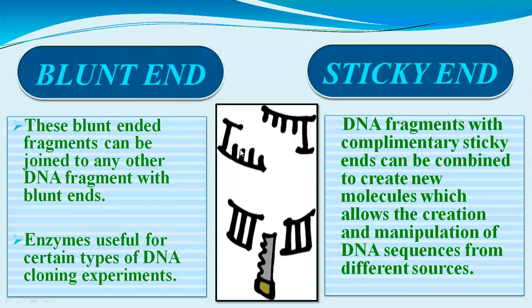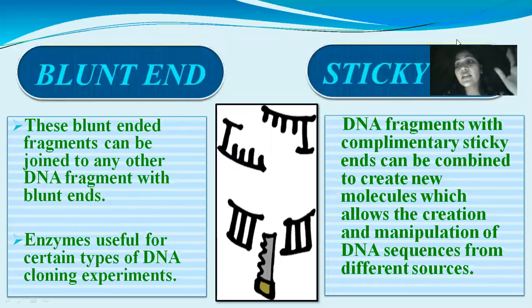Over here you can see the overhanging nucleotides. So DNA fragments with complementary sticky ends can be combined to create a molecule, which allows the creation and manipulation of DNA sequences from different sources. So either you have blunt cuts or you have sticky cuts, sticky ends. Both of them can be used for manipulating DNA sequences. The main discovery of restriction enzymes was a very advantageous thing for manipulating genes.